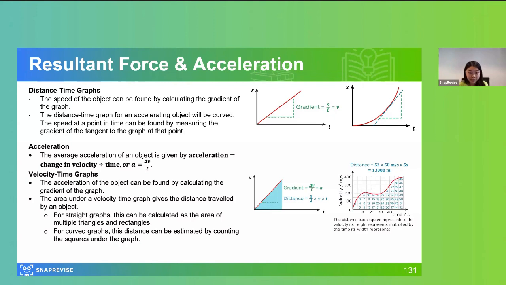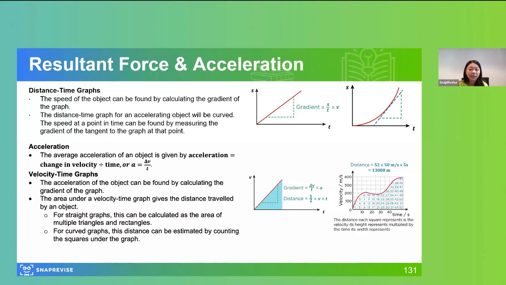If you want to figure out the distance using a velocity-time graph, there's a way to do it. And that's figuring out the area under the line or the curve. So if it's a straight line, it's a constant acceleration. That's going to be really easy because it's just the area of a triangle.